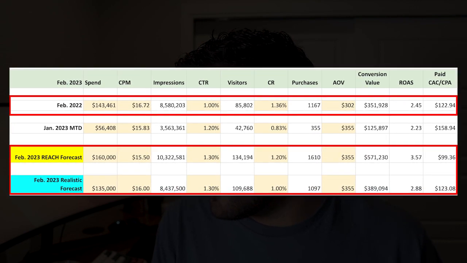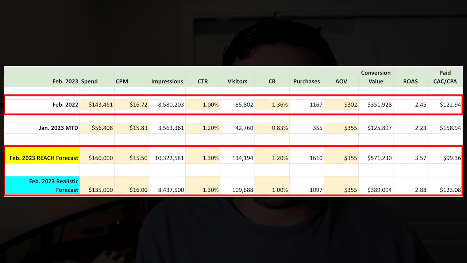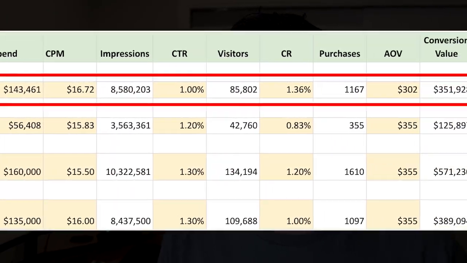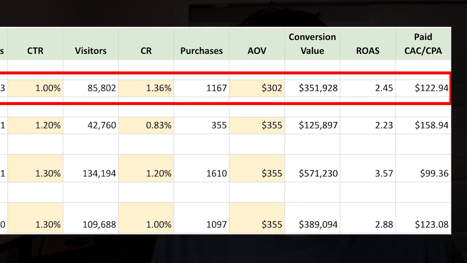What I always do when I'm creating a forecast for Facebook ads is I'll look at how much I have to spend versus my targets, and then I'll try to play around with these core metrics and try to find a realistic balance of what's likely to happen. I'll look at last year's performance and see what all of those core metrics over the course of that specific month ended up being. For the example I have in this picture, we're looking at February of 2022 versus February of 2023. Looking at February of 2022, it looks like we spent around $143,000 at a 2.45 ROAS and $122 CPA.